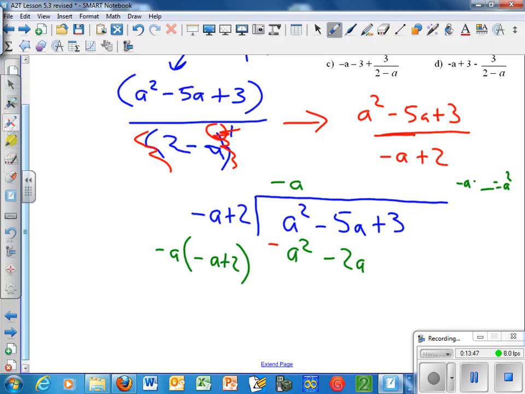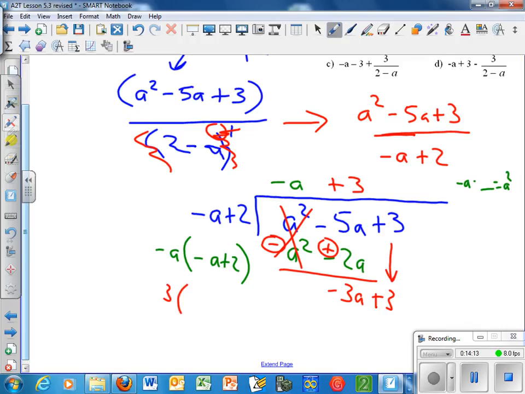Well, now I'm going to subtract. So I change to the opposite, change to the opposite. A squared minus a squared drops out. Negative 5a plus 2a is negative 3a. Okay, now I'm going to carry down my positive 3. So now I say, how many times does negative a go into negative 3a? Or negative a times what is negative 3a? And that is positive 3. So I take positive 3 times negative a plus 2. Distribute. It's negative 3a plus 6.